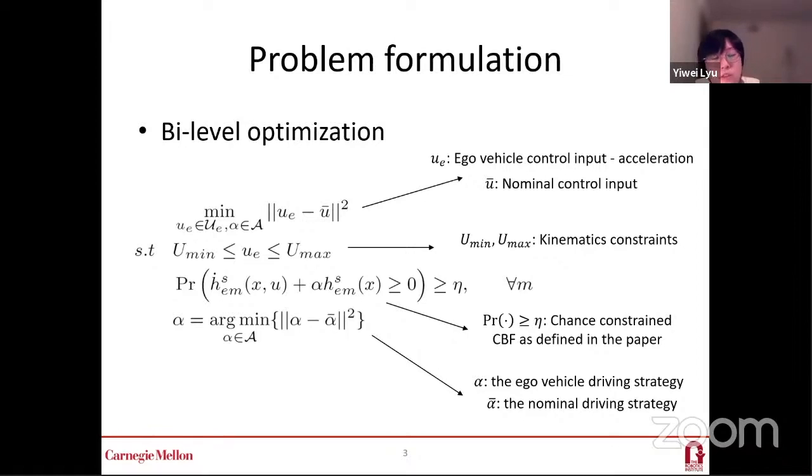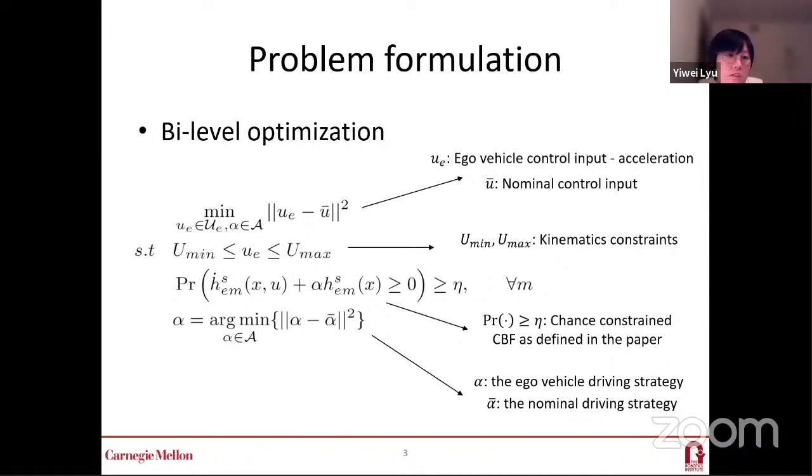The third constraint we have is the feasibility constraint. We need this constraint because for this kind of optimization-based controller, sometimes they may become infeasible due to conflicts among different constraints. And here we formulate it as an optimization problem over the CBF parameter alpha, which is also the driving strategy, the degree of behavior aggressiveness or conservativeness.